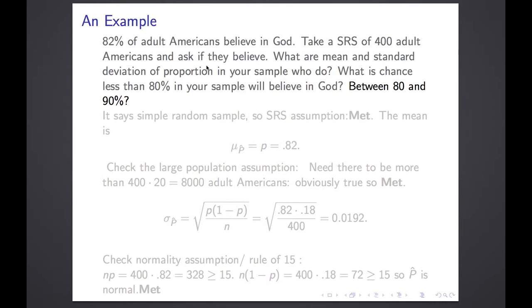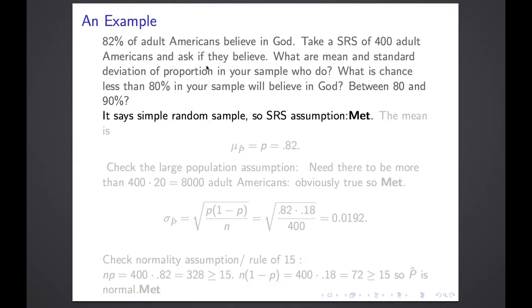So I'm going to go through and check each assumption before I draw my conclusions. Again, we'll do that this time to get you the feel of the logic. In the future, we will just check the assumptions separately from doing the calculations, just because it makes the flow and straightening things out easier.